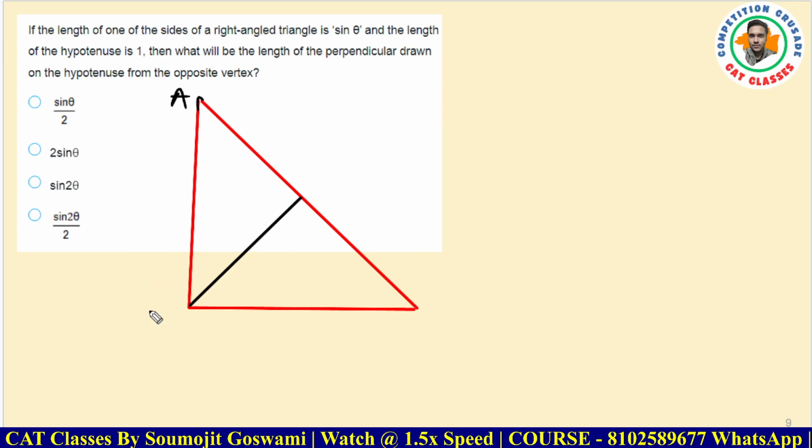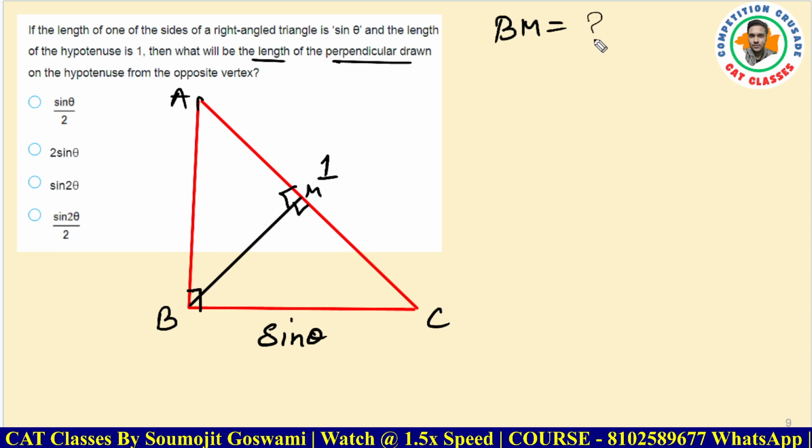Let us name this triangle ABC. This is 90, and one of the sides is sine theta. Which side, I have no idea, so I'll just say that this is sine theta. AC is given as 1. The hypotenuse is given as 1. Then what will be the length of the perpendicular drawn? So basically, this length BM equals what? They want you to calculate this.